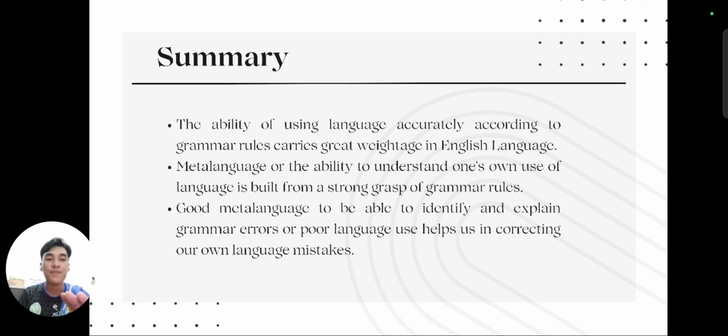Good metalanguage, being able to identify and explain grammar errors or poor language use, helps us in correcting our own language mistakes. By using metalanguage, we try to evaluate the mistakes. We try to correct and explain the grammar errors or poor language use. Again, metalanguage talks about the language itself. So it talks about the mistakes, it talks about the grammar rules. So metalanguage plays a role in language learning.